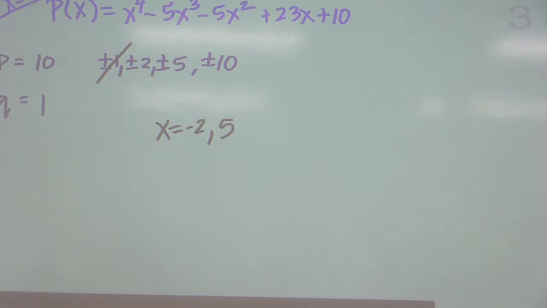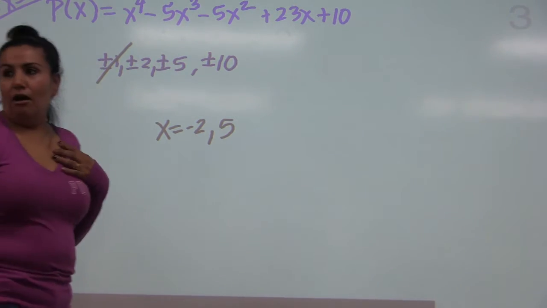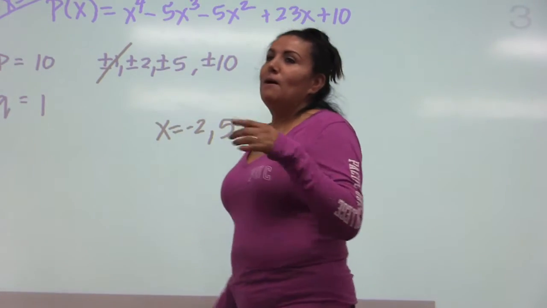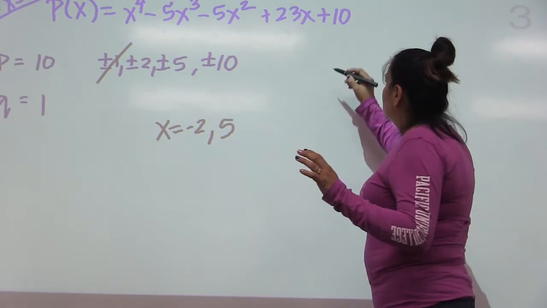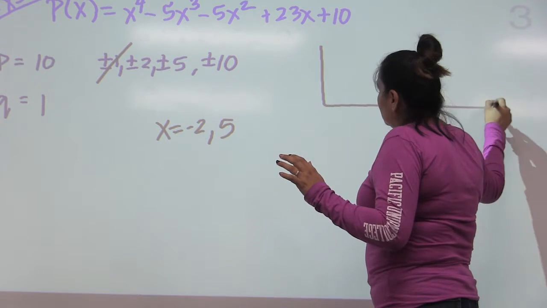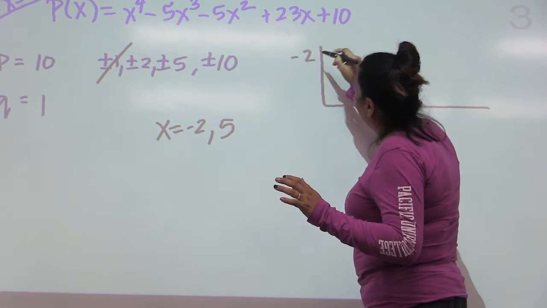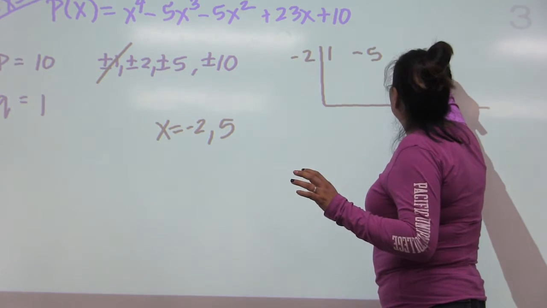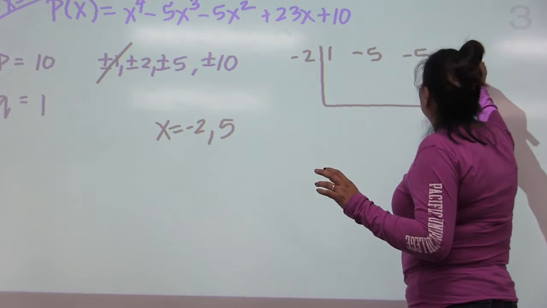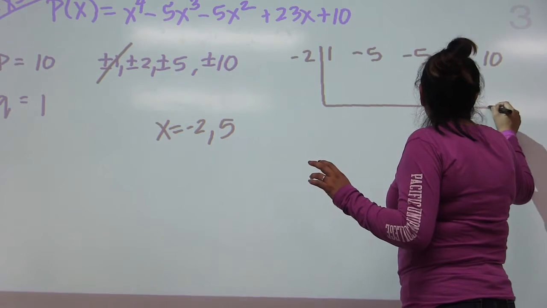Okay. So now I have 2 zeros. I can stop looking, although a lot of you are still looking. That's cool. But we're done because we found 2 already. So now we're going to go to synthetic division again. Put a negative 2 there. A 1, negative 5, negative 5, 23, and 10.